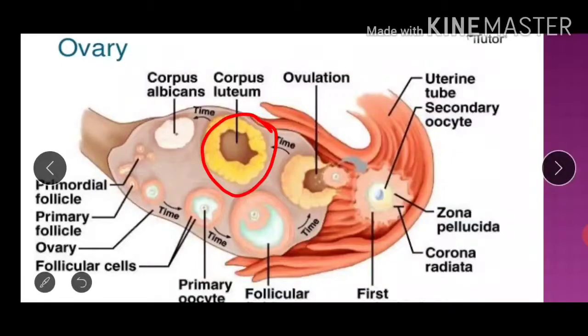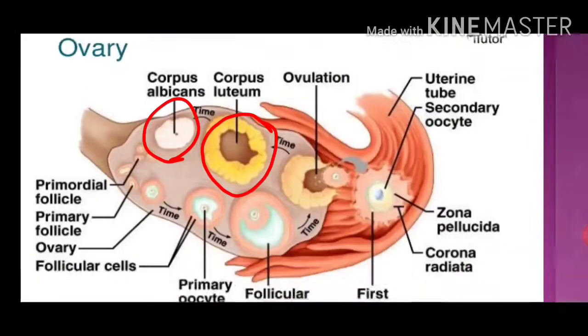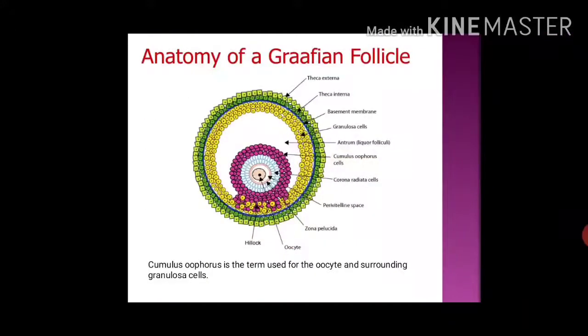That is known as the corpus luteum. And if fertilization does not take place, the corpus luteum degenerates into a white scar, known as the corpus albicans. So this is about the history of the follicle. Now let's see the next one.